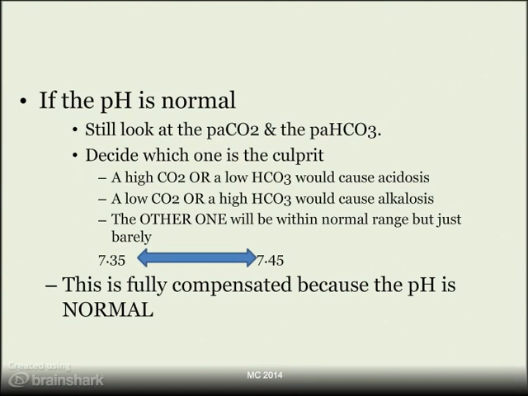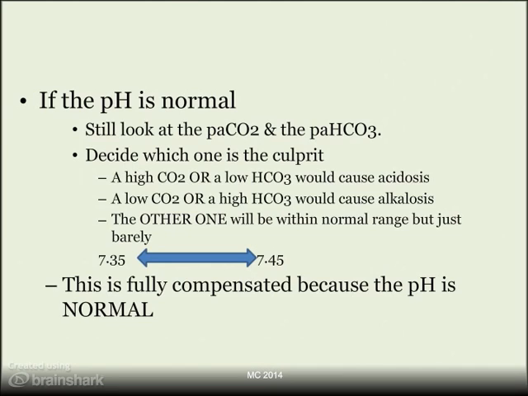Now, even if the pH is normal, you still need to look at the PCO2 and the bicarbonate and decide which one of them looks most out of whack. So remember, a high CO2 or a low bicarbonate causes acidosis. A low CO2 or a high bicarbonate causes alkalosis, okay?